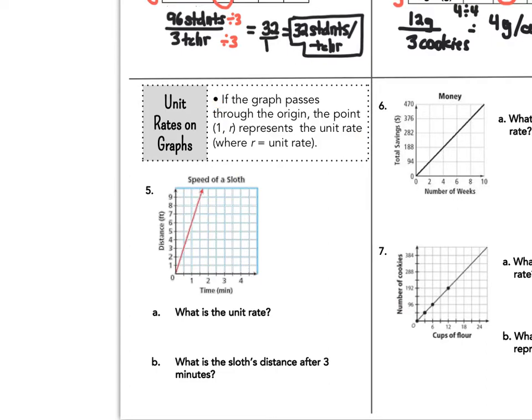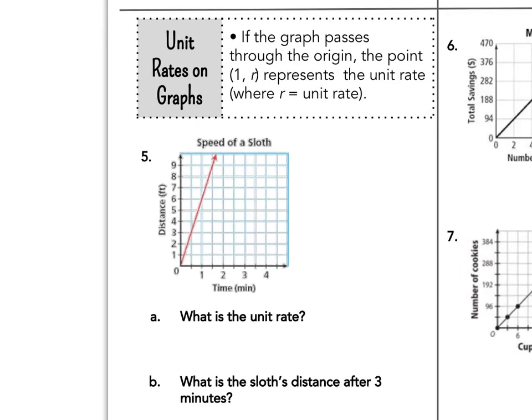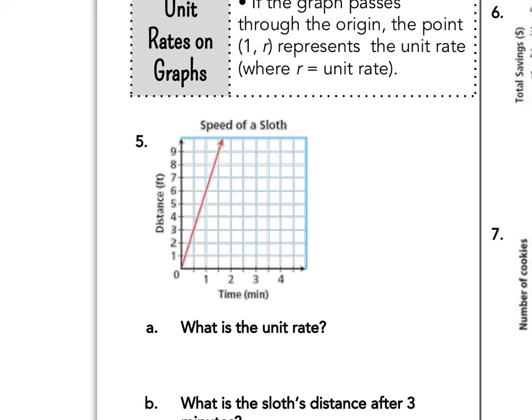So to find the unit rate here, okay, here we're talking about the speed of a sloth. And the speed of a sloth on the X, this is always the X value. Okay, I'm going to put that again in red. It's always the number going across. Okay, and the Y value is always the number going up and down. That's your Y.